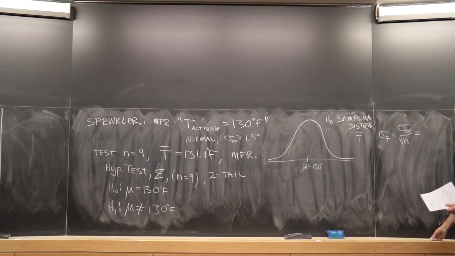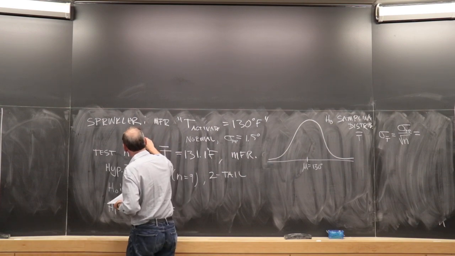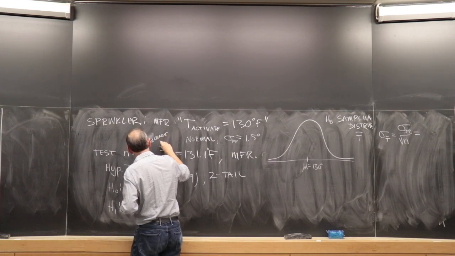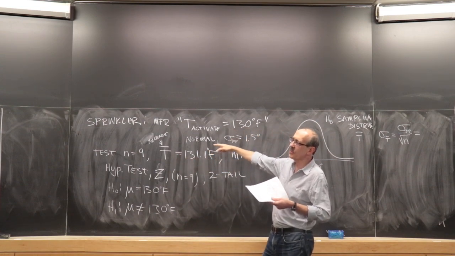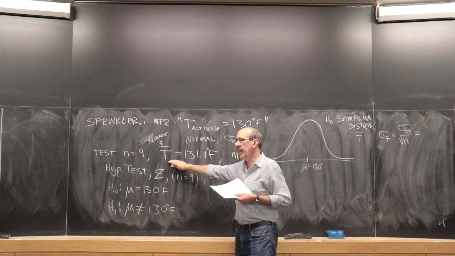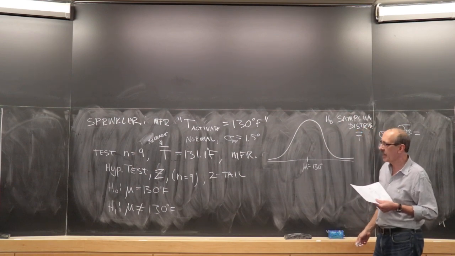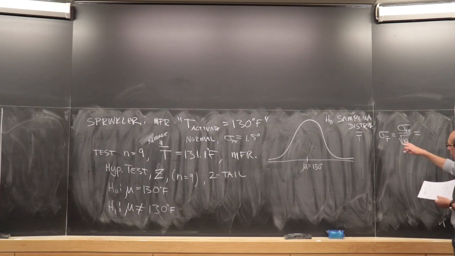Wait, what is this T-bar, 131.1? This is the sample average. We tested 9, so I had 9 different values. I had 130.2, 129.6, 132.0, and so on, and I averaged them all, and this is what I got. It's the usual idea of sampling, averaging up the different samples. Other questions? Okay. So I can calculate this.